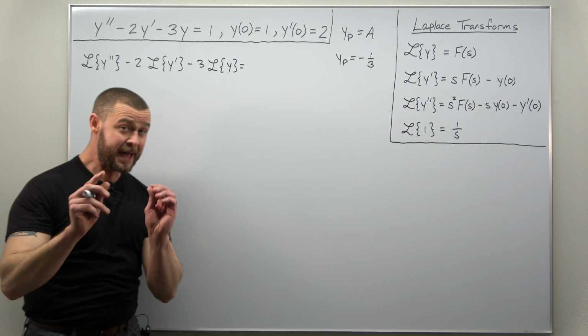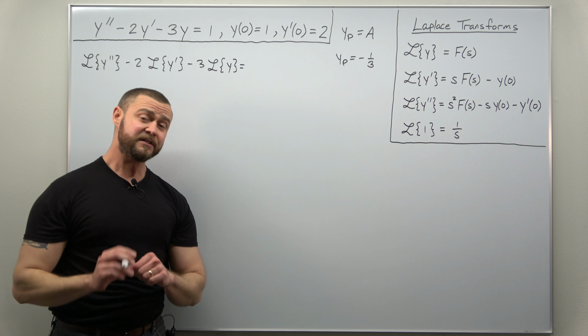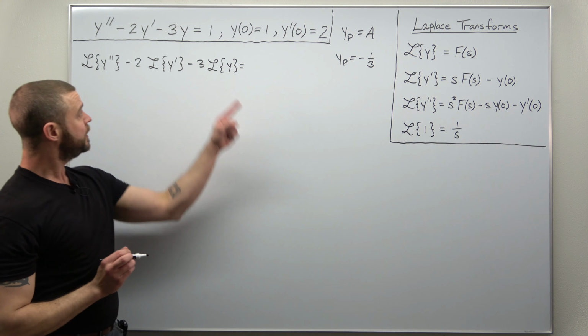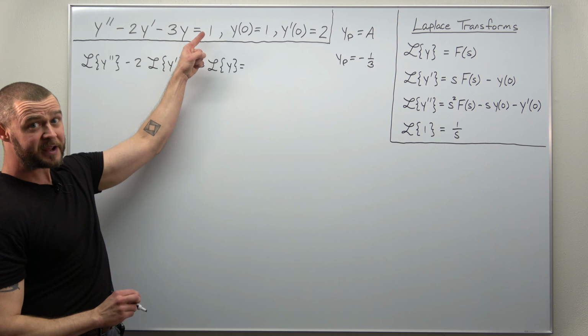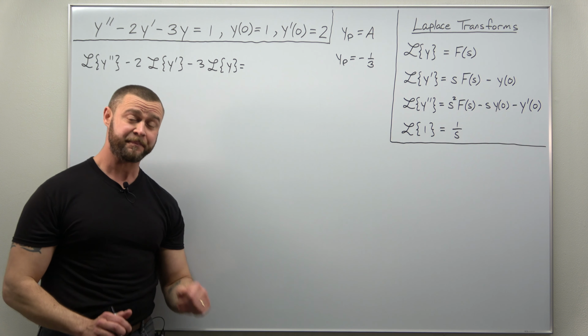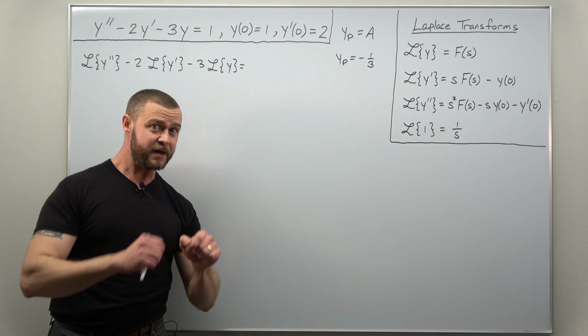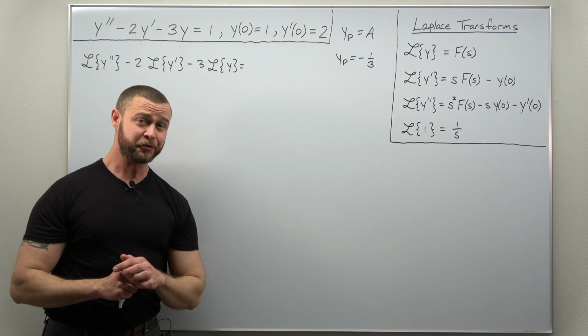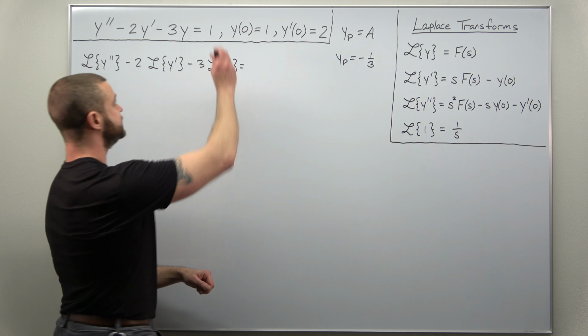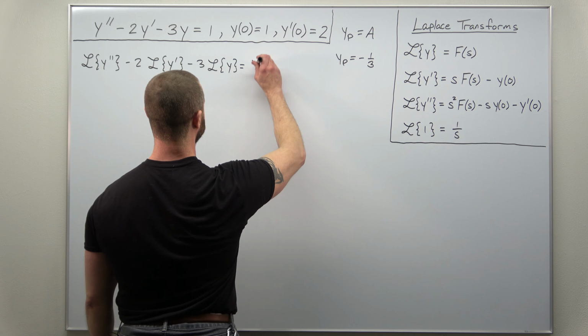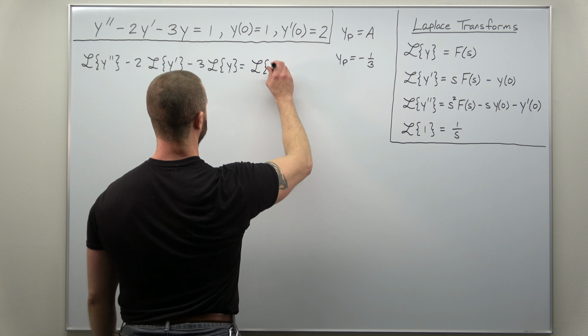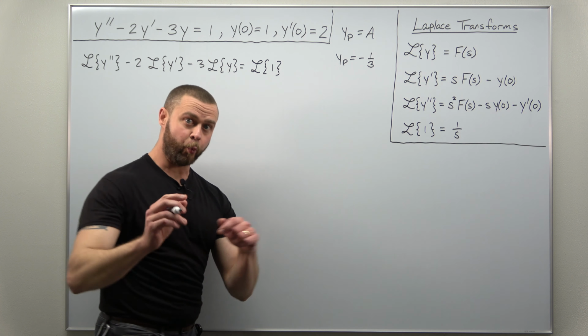And this is worth emphasizing right now. I find even some of my best students miss this. Don't forget to take the transform of the right-hand side. What you do to one side, do to the other. Take the Laplace transform of both sides. So this comes out to be the transform of 1.